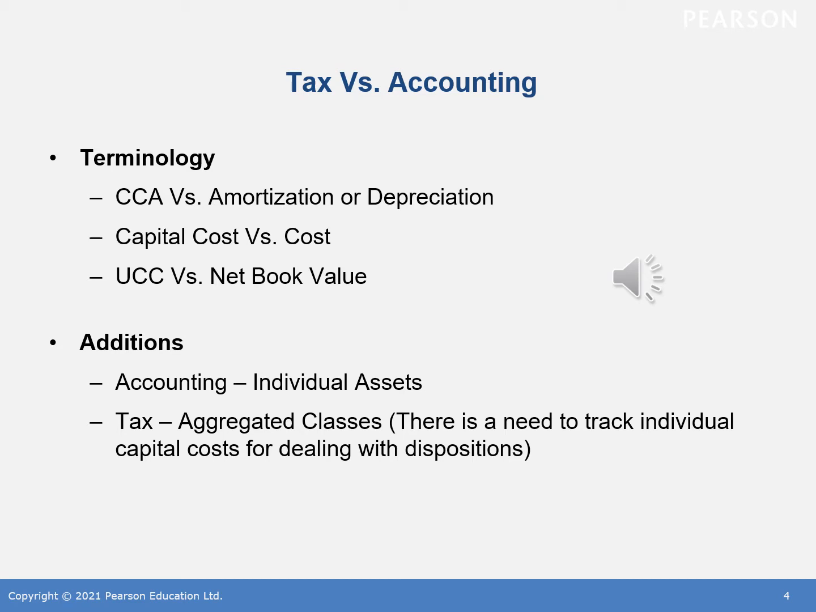When it comes to additions of capital assets under accounting, very often you track by individual assets. However, on income tax, it's very much by aggregated classes. However, there are times that you'll need to track some individual capital costs, especially when you're dealing with dispositions.